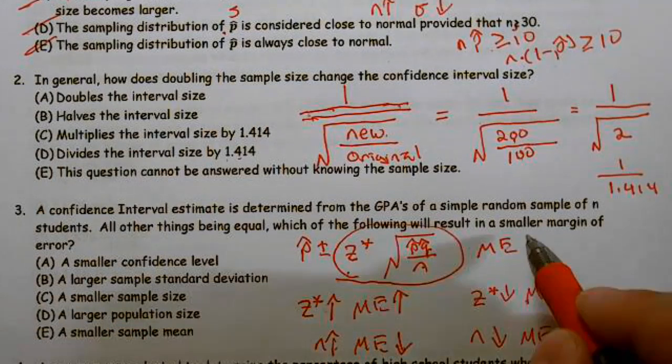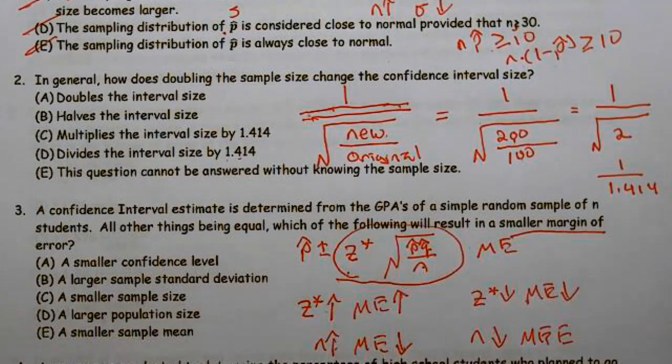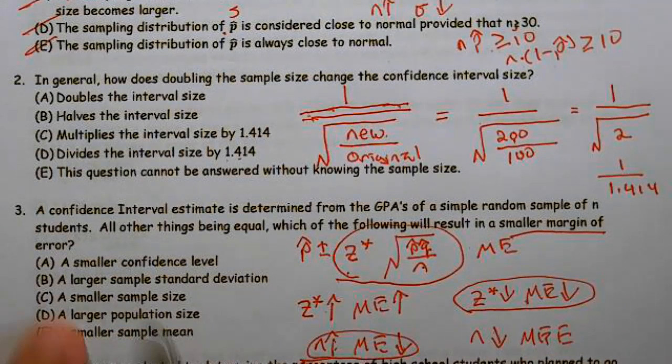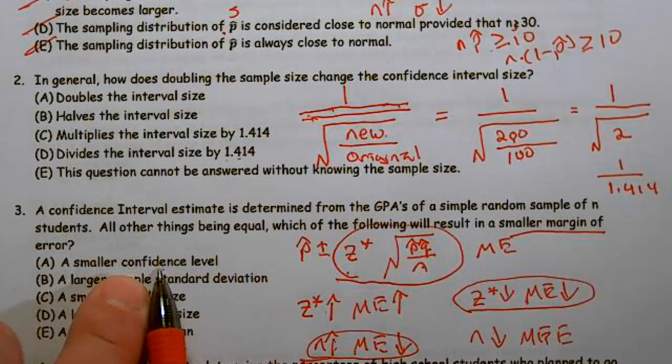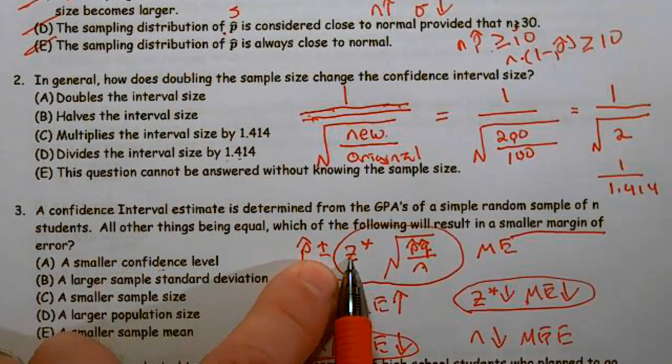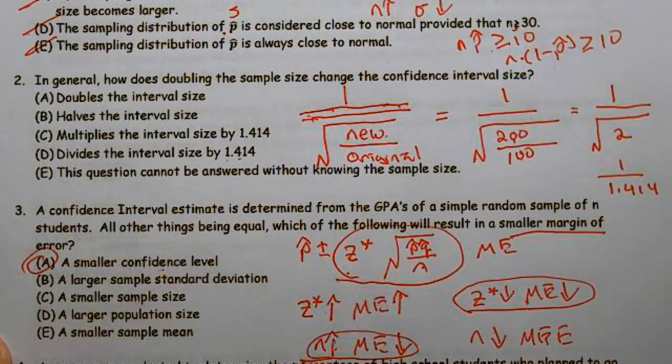Well, we wanted a smaller margin of error. So smaller margin of error means I'm either going to want this one or I'm going to want this one. So a smaller confidence level, because z star increases as my confidence level goes up. All right, so this would be A.